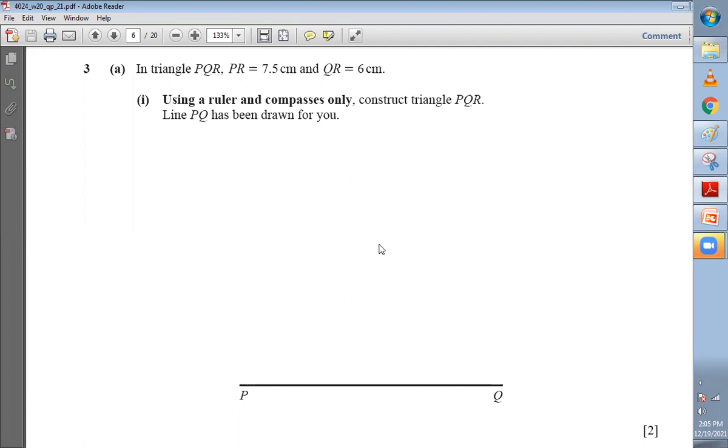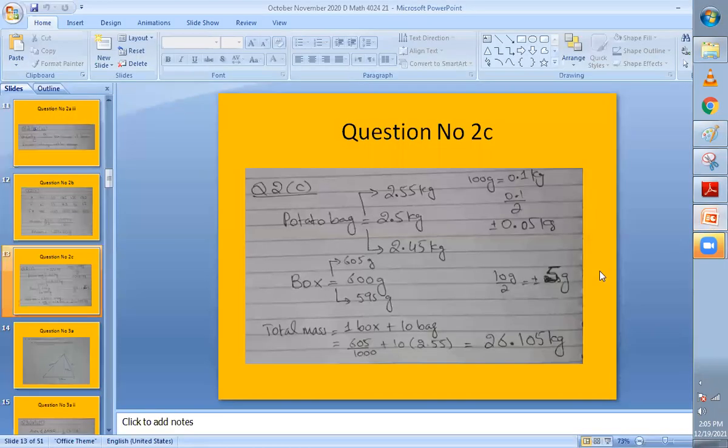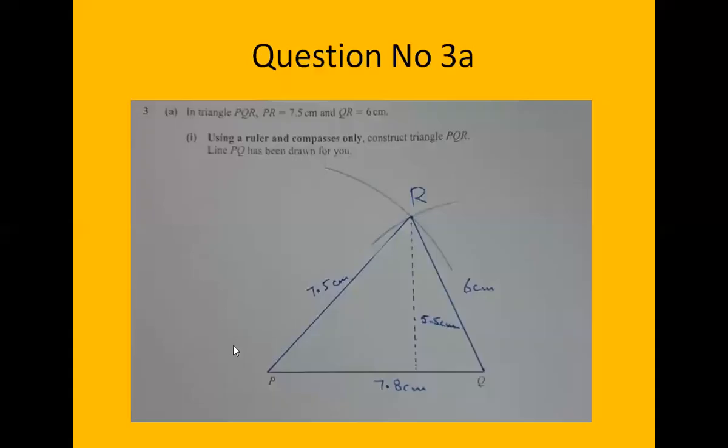Where these two arcs intersect, mark that point and call it R, and then join it with the P and the Q. Let me show you how this is done. So here you can see that from P, I opened the compass 7.5 centimeter, put the needle of the compass here. We technically call it, take P as the center of the arc, and I draw this arc. Then I open the compass 6 centimeter, put the needle of the compass here, and I draw this arc. Where these two arcs intersect each other, that is the point R.